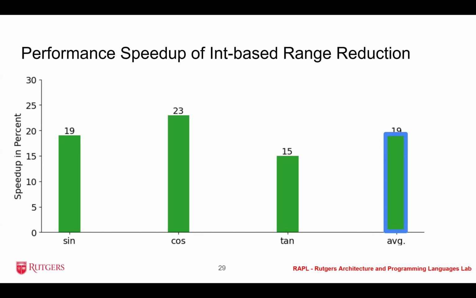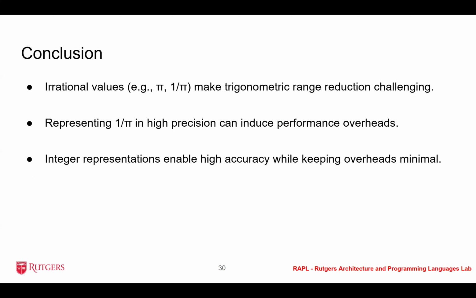And I'd like to add that using the integer-based range reduction, we were able to achieve a meaningful speedup over functions in other math libraries as well. In closing, the presence of irrational values like pi and its inverse can make accurate range reduction for trigonometric functions very challenging. In order to perform range reduction accurately for all inputs, you will need to maintain 1 over pi using a large number of precision bits. Performing operations with so many bits and finite precision can have a negative impact on the performance of the final implementation.